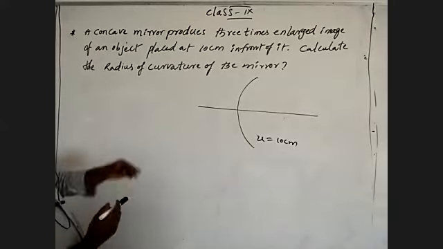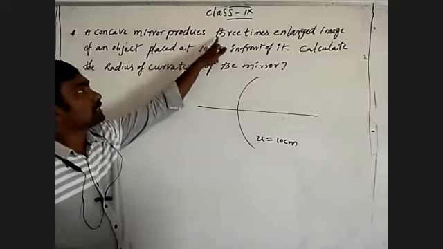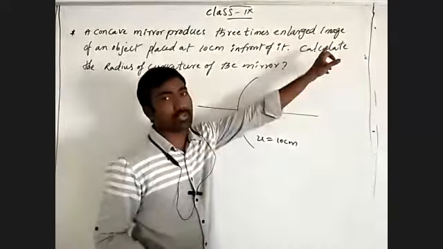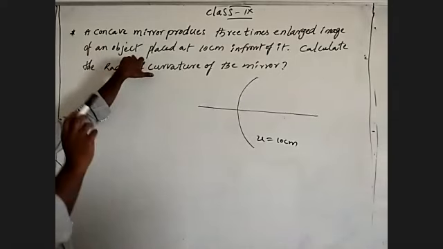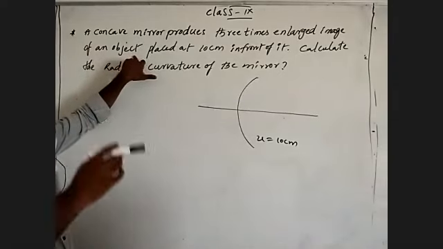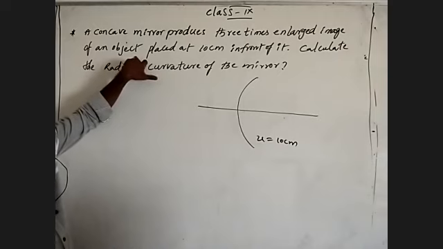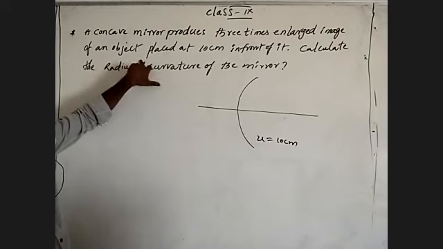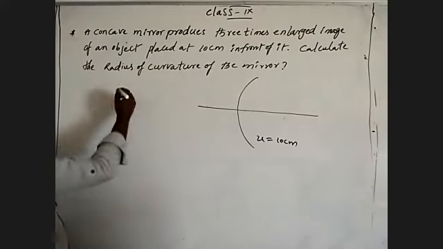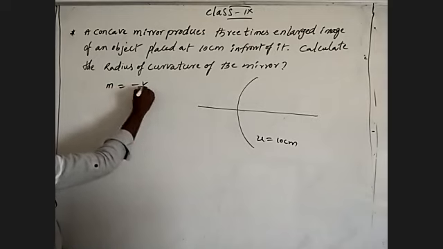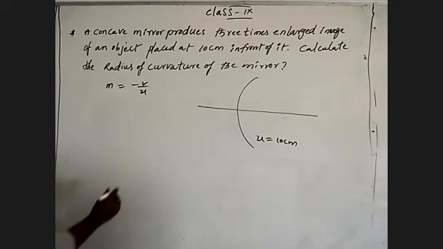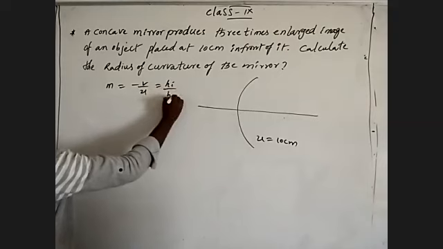See, the concave mirror produces 3 times enlarged image of an object. Enlarged means magnified image. Is it or not? So it is forming 3 times enlarged image. So by that, indirectly they are giving magnification. Magnification is equal to minus V by U, the general formula, or Hi by H naught.